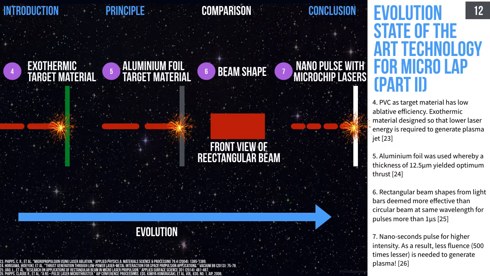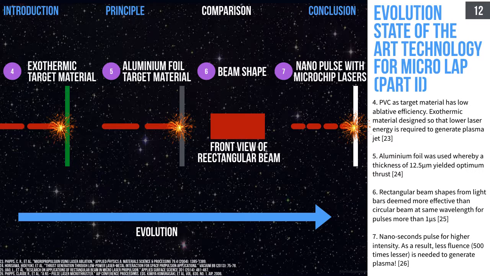Let me continue back to the evolution of the state of the art of technology for micro LEP. Next, PVC was often used as target material. However, PVC as target material has low ablative efficiency. As a result, a study suggested using an exothermic material designed so that lower laser energy is required to generate the same plasma jet. Next, aluminum foil was used, whereby a thickness of 12.5 micrometers yielded optimum thrust.